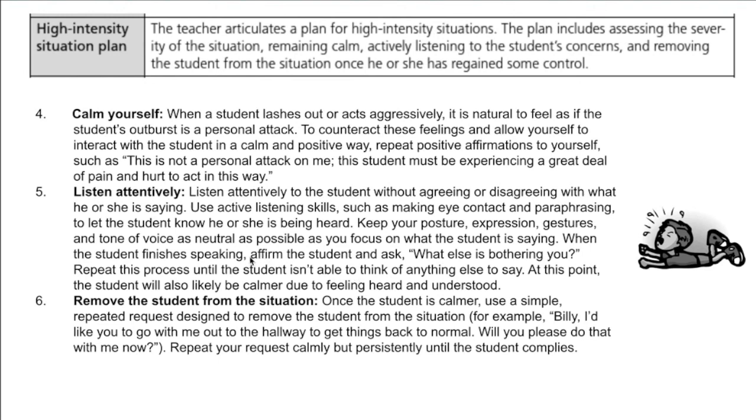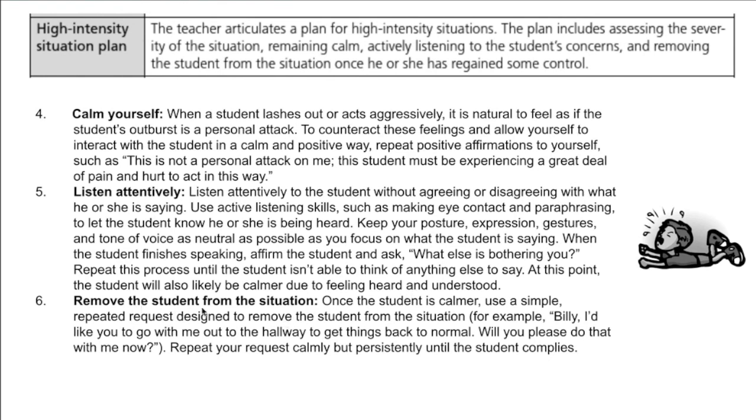And when the student finishes speaking, when they start to run out of gas, you affirm the student and ask, so what else is bothering you? And you repeat this process until the student doesn't have anything else to say. At this point, the student will also be calmer due to that feeling of being heard and feeling like they are better understood.